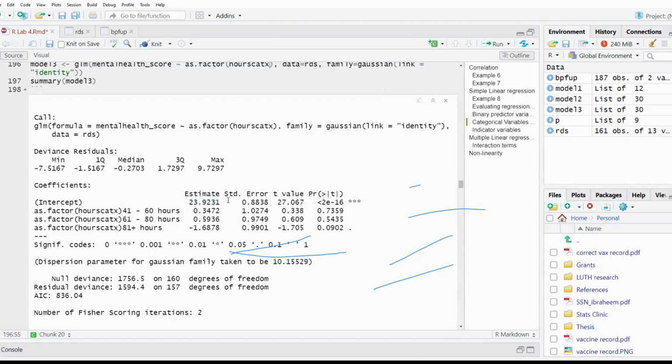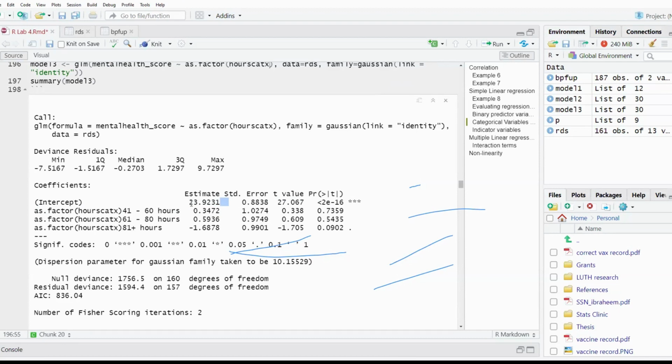I think the intercept is 23.9231. Yes, but what does it represent? Very good, yes. What does it represent? Which group is the intercept? The intercept stands for the 3 group.